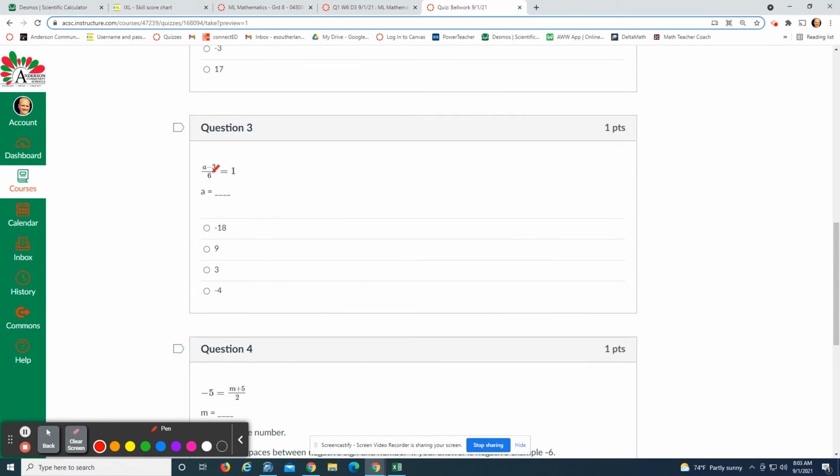Same thing here. What am I getting rid of? The 6 or the minus 3? The 6. So times 6 on both sides. I'm left with a minus 3 is equal to 6. How do I get rid of the 3? Add 3 to both sides. I get a is equal to 9.